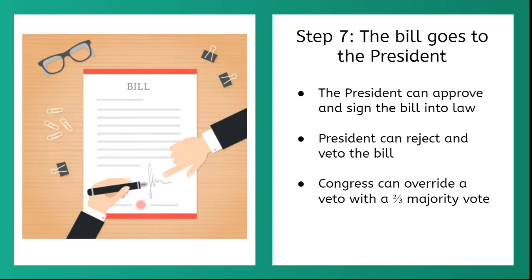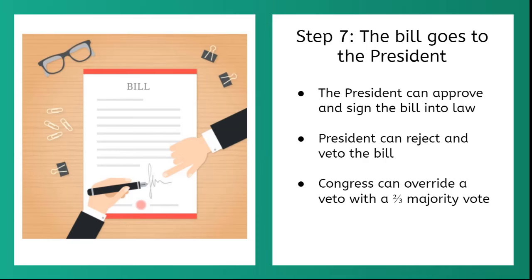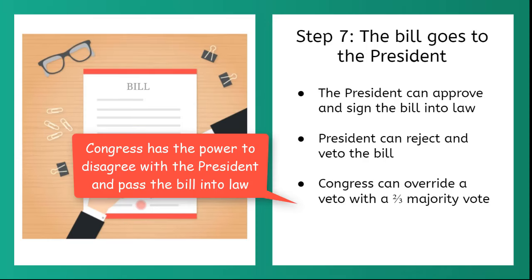Once the president receives the bill, the president has 4 options. The president can approve and sign the bill, and then the bill becomes a law. Or the president can reject and veto the bill. When the president vetoes a bill, it is sent back to Congress with the reasons why the president has vetoed. Congress can override the veto. This means that Congress has the power to go against the president's wishes and pass the bill into law. To override a veto, both the House and the Senate must vote yes with a 2/3 majority.